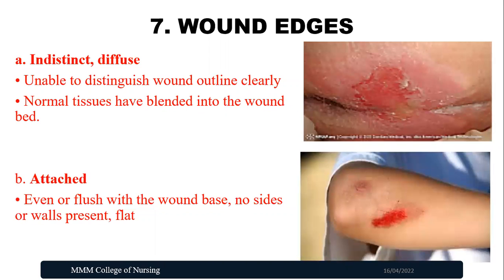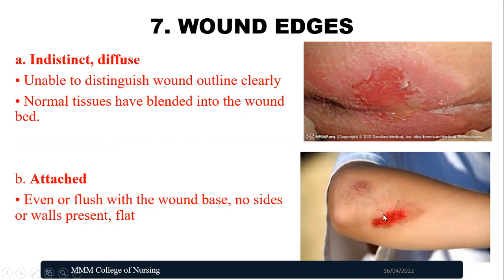The seventh characteristic to be assessed is the wound edges. The wound edges are classified into 5 different types. The first one is the indistinct or diffuse wound edge, where you are unable to distinguish the wound outline clearly. Here you cannot see the outline of the wound very clearly because the normal tissue has blended into the wound bed. This type of wound border is known as the diffuse or indistinct wound edge.